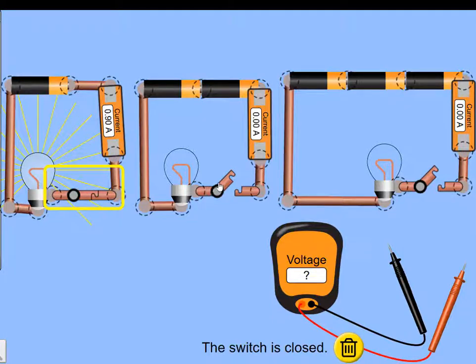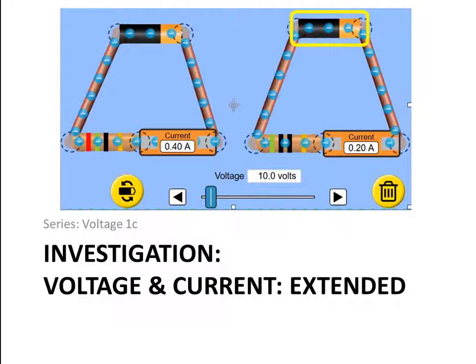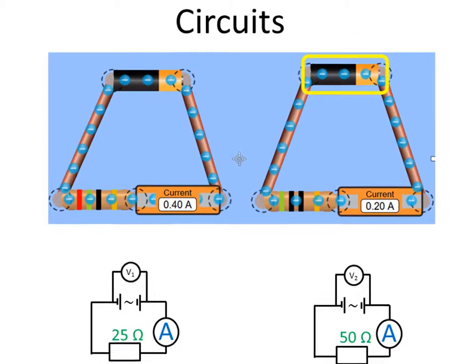Previously, we investigated the effect of potential difference, also called voltage, on current strength. But we did that in a very basic way. Now we're going to do a more rigorous investigation. So we're doing an extended version of that investigation. We're going to build these two circuits.